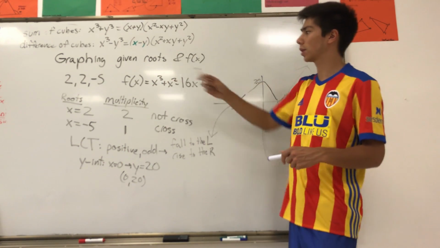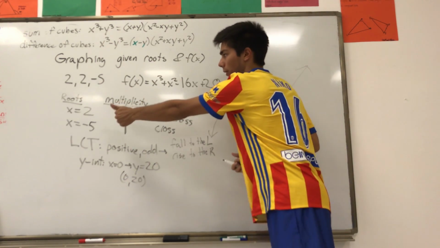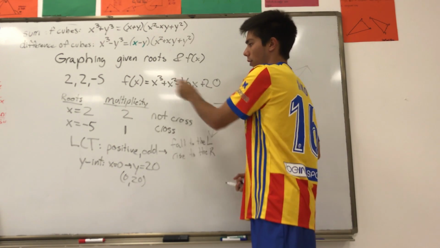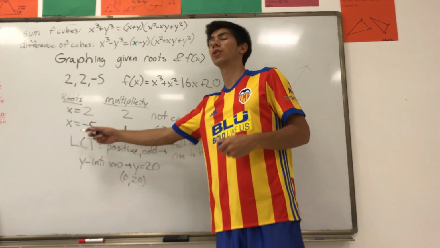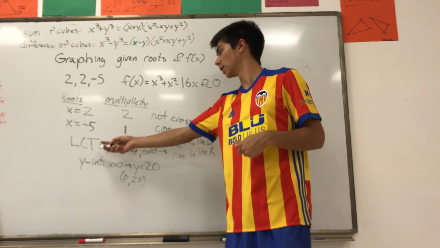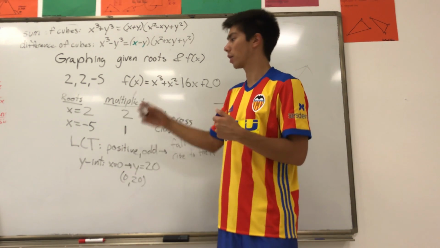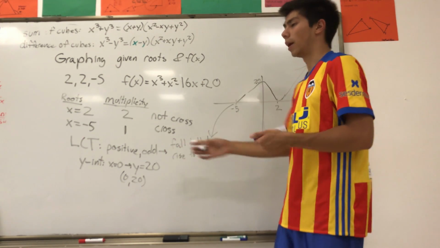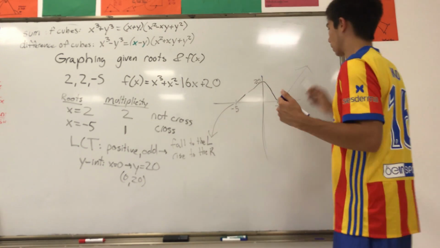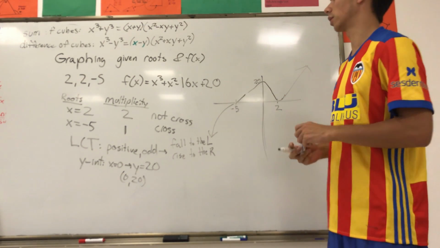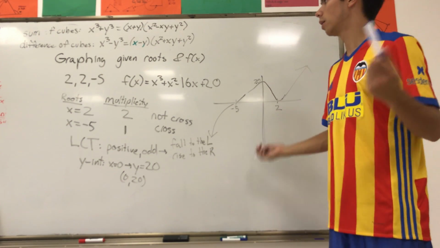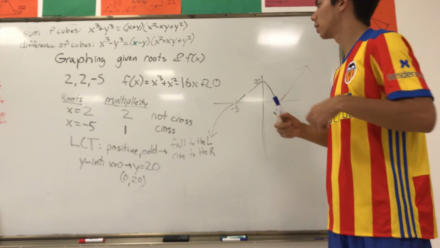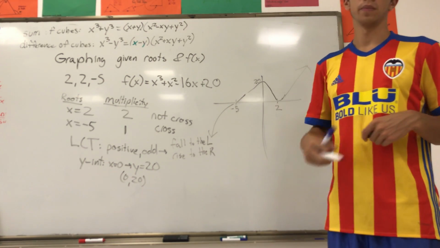Given roots and the function, you need to be able to tell me what the roots are, so it should be pretty easy, their multiplicity, and whether or not they cross. That's one part. You should be able to determine the LCT, whether it's positive or negative, odd or even, and tell me what that means for whether it falls or rises as it goes to the left and to the right. And the y-intercept is a bonus point. If you can do this, this is how you would graph any function. If you had more roots, you would just do it the same way, but you'd have a little bit more listed out. So that is how you graph a function given the roots.